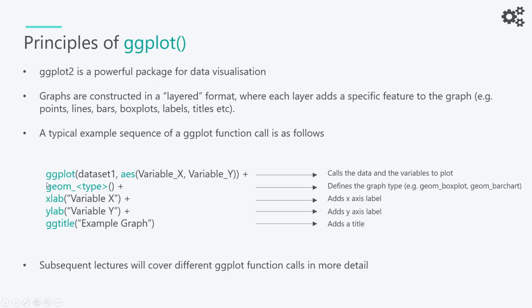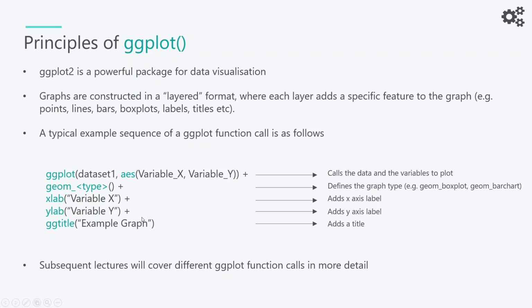The second layer might involve defining what type of graph we want. So I've just left a generic type here, but typical examples that we're going to cover in future lectures are things like box plots, bar charts. So we might have geom_boxplot here if we wanted to produce a box plot from variables x and y in data set 1.